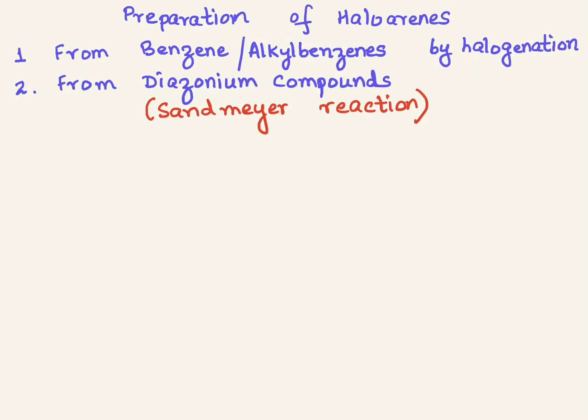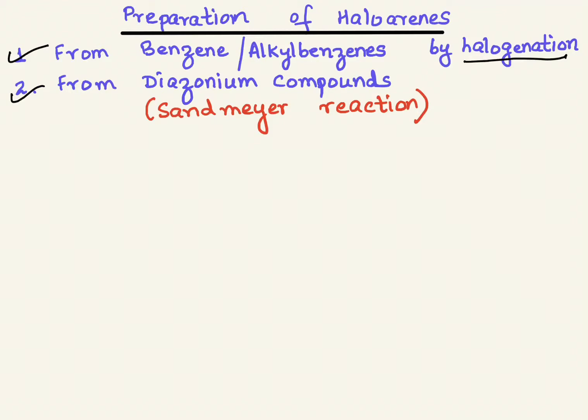In today's video, we shall be talking about the preparation of haloarenes. There are two methods of preparation that we will be talking about. First is from benzene or alkyl derivatives of benzene by the method known as halogenation, and the second is from diazonium compounds. Let's start with the first one.